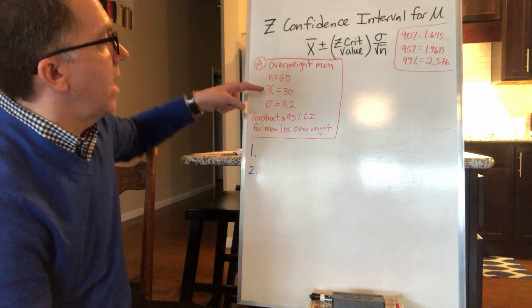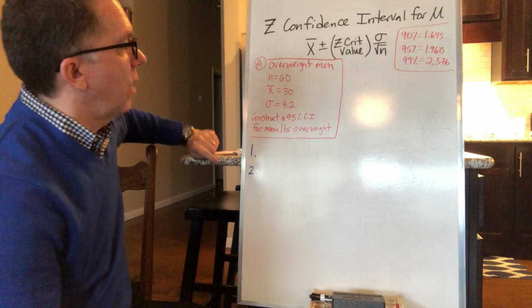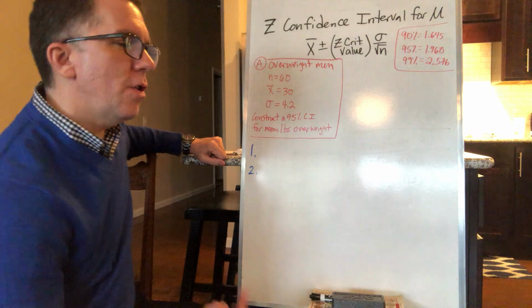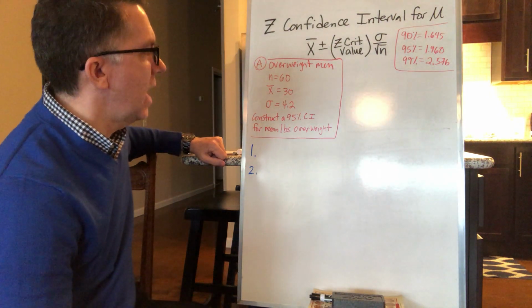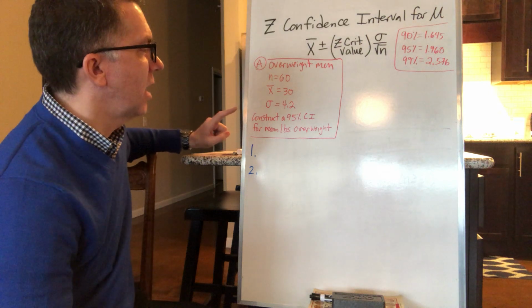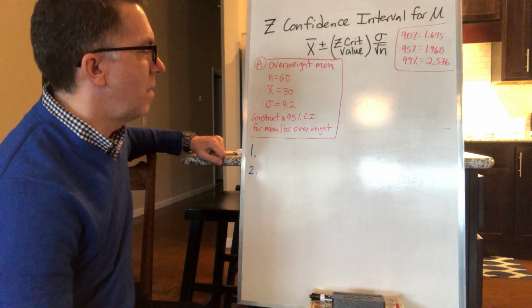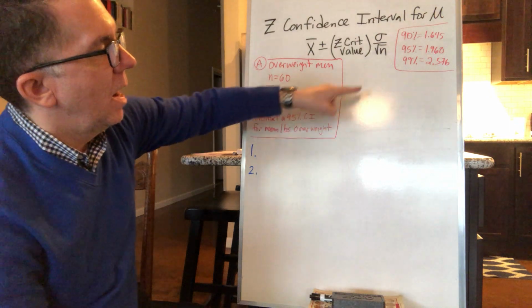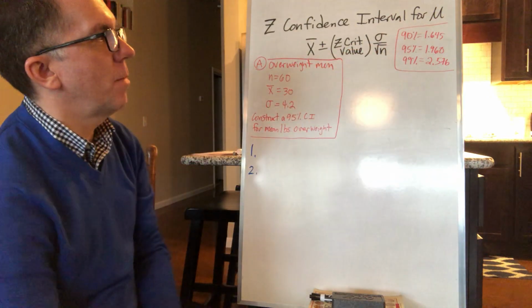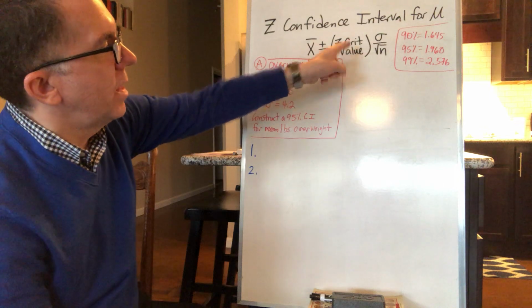And I found from that my mean pounds overweight is 30, and we knew that the population standard deviation of overweight men was 4.2 pounds. And we're asked to construct a 95% confidence interval for mean pounds overweight. All right, so since it said 95%, right there, I want to look at that. The number I'm going to use is 1.960 in that spot.